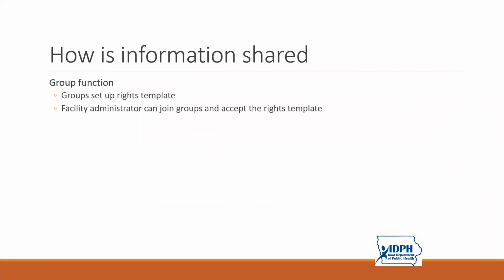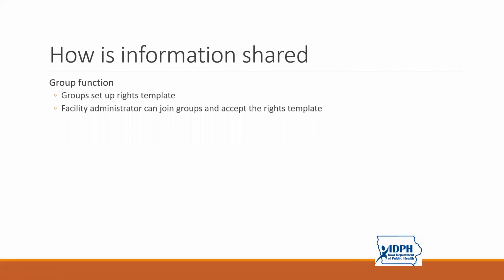So, how information is shared. In Iowa, we have a lot of group functions. That's how IDPH, and I know that the HIN, gets access to data through the group function. CDC obviously gets it, and then they share it directly with CMS. But we use a group system. There's a rights template, and I'm going to show you a little bit, I think, on this, on where you go in for that.